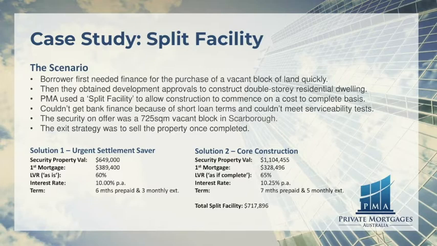Then once they settled on it, they managed to get all their ducks lined up in terms of the approvals in place, the building permits, etc. They pulled all of the documentation together with the builder. And so once everything was ready to go, we provided a second facility, the core construction facility, where we were lending on the as-if complete value, so 65% of the end value.